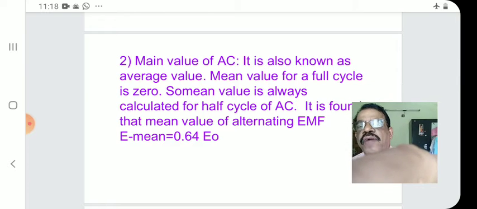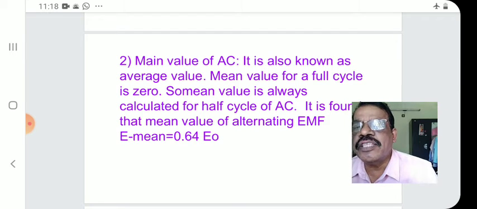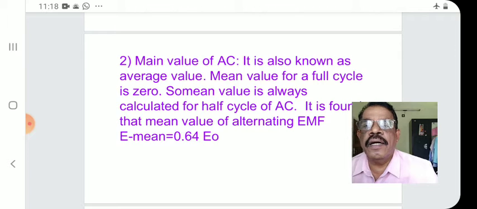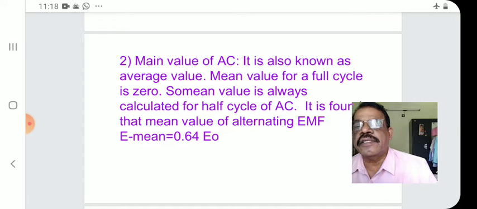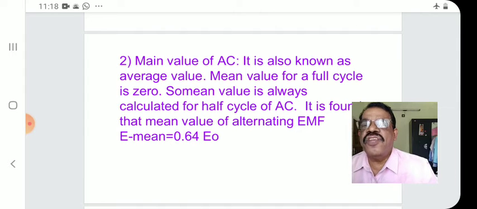Now comes the mean value. Not mean value, it is mean value, MEAN. There is a correction in spelling, MEAN. It is written correctly in the last sentence. Mean value of AC, it is also known as average value. Correct it as mean, MEAN, average value. Mean value for a full cycle is 0. So, mean value is always calculated for half cycle of AC.